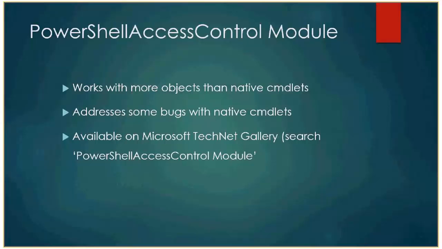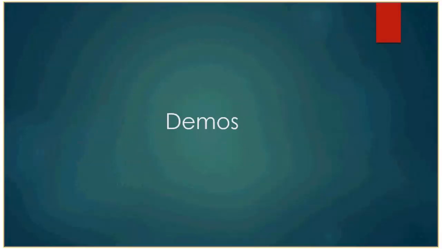My module does address some of the bugs with the native commandlets. The Set-Acl commandlet is problematic. There are a lot of scenarios where it doesn't work exactly how you would expect it to. I'm going to cover some of those tonight as well. And it's available on the Microsoft TechNet Gallery. So if you're interested in it, you can search PowerShell Access Control module. We can put a link to it up on the website as well. And with that, let's go into some of the demos. All right, give me just a second.